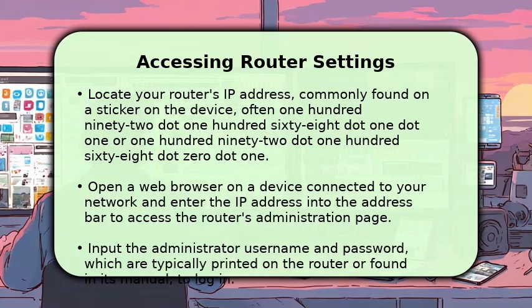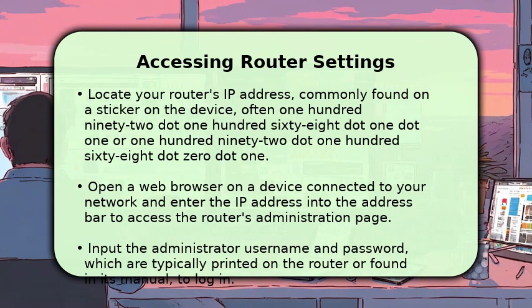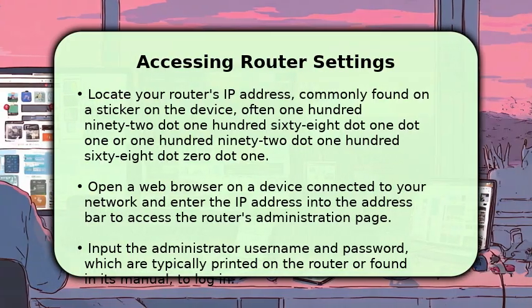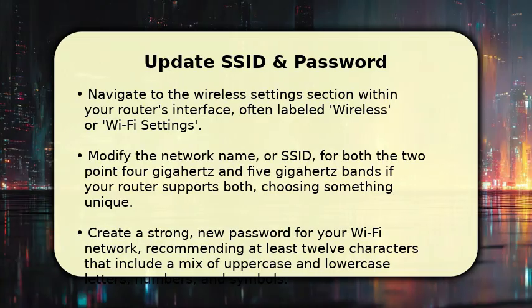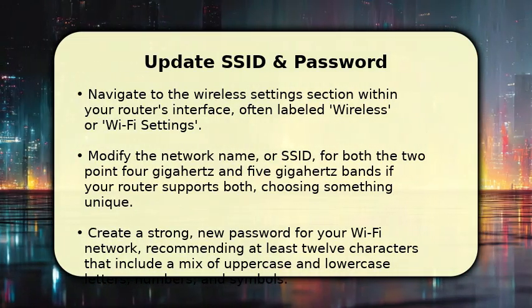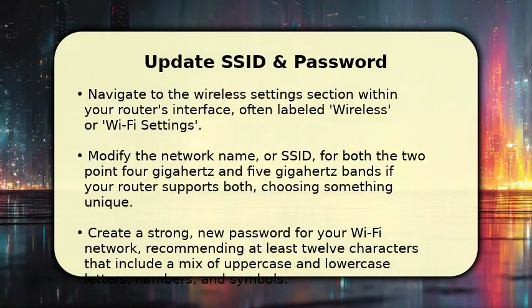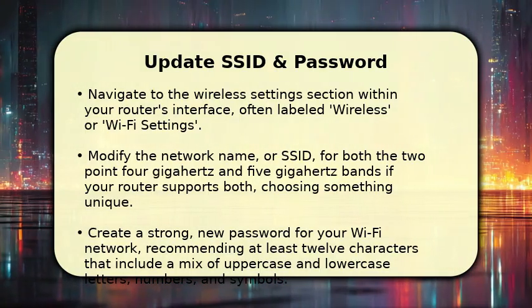You'll then be prompted to enter your router's administrator username and password, which are also typically found on the router or in its documentation. Once logged in, locate the wireless settings section, often found under a wireless or Wi-Fi settings tab. Here, you can change your network's name, known as the SSID. If your router supports both 2.4 GHz and 5 GHz bands, you can set different names for each.